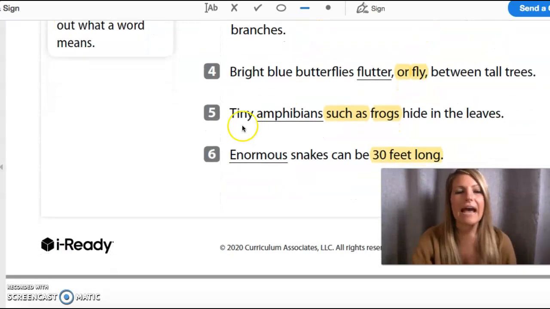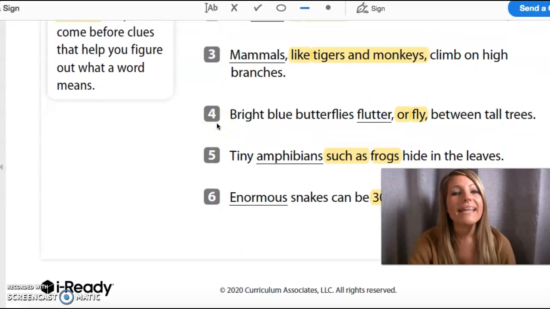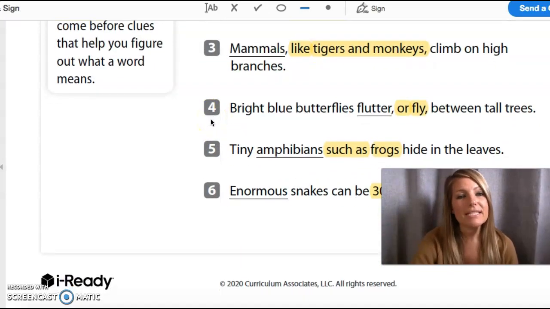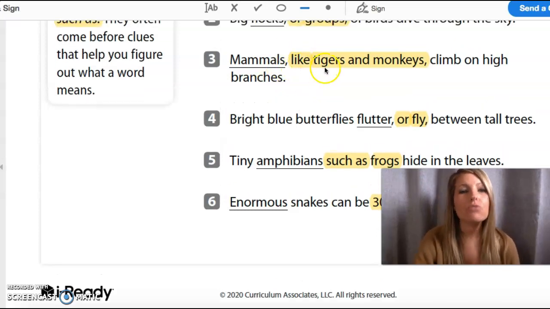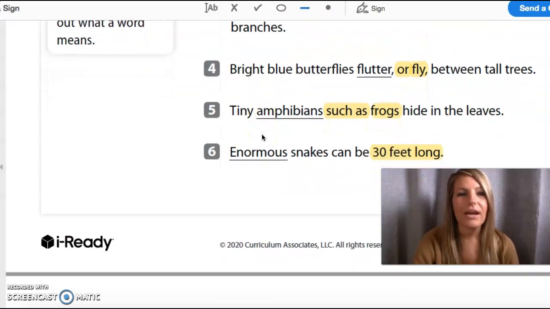I want to jump down to number 5, but I'd like you to do number 4 independently. What you should be circling are the clues in the sentence that helped us figure out what the word meant. In sentence number 3, you should have circled tigers and monkeys because, like tigers and monkeys, helped us figure out what mammals were. All right, 4 you're doing on your own.